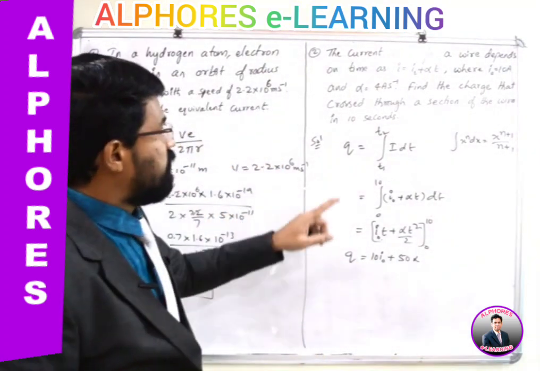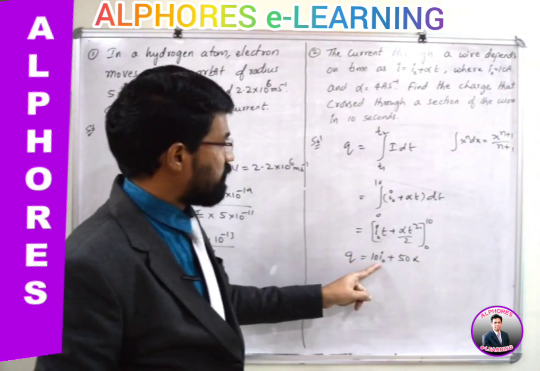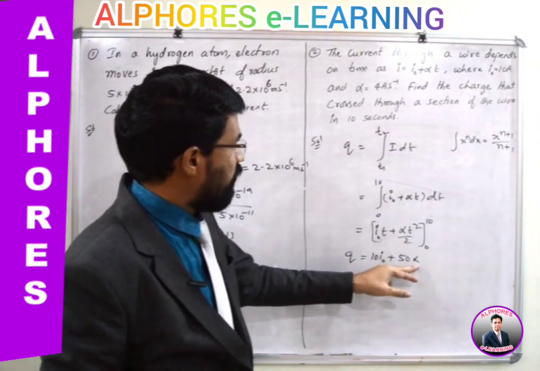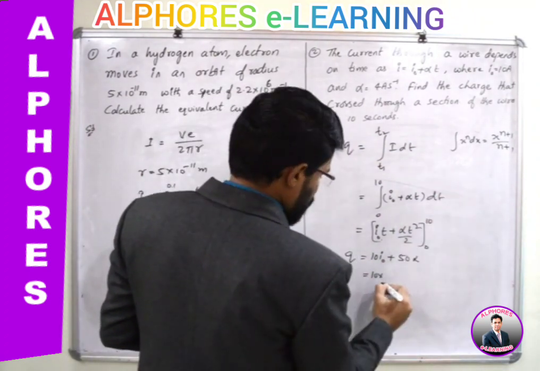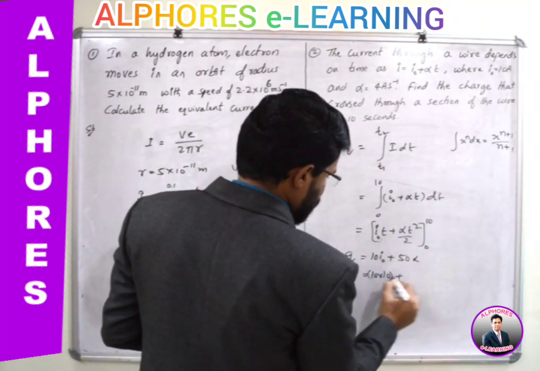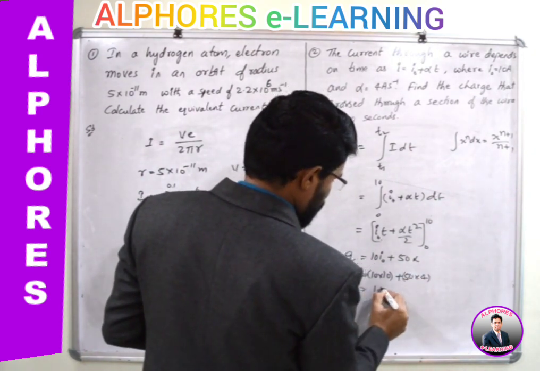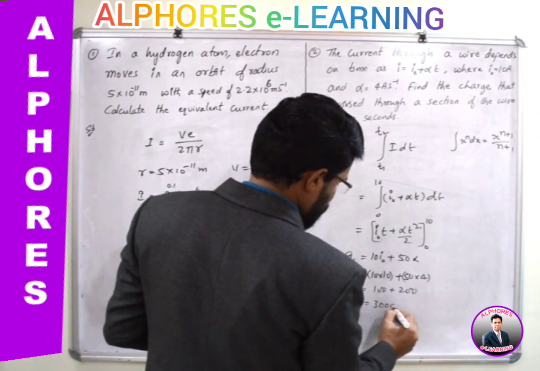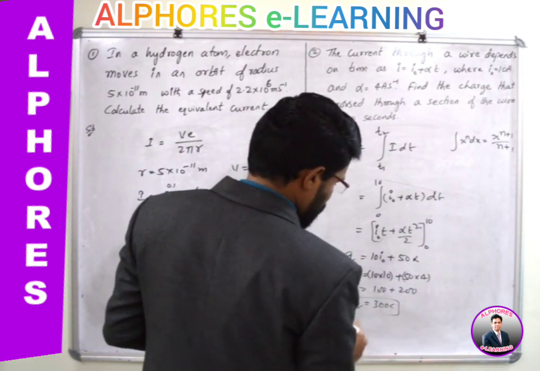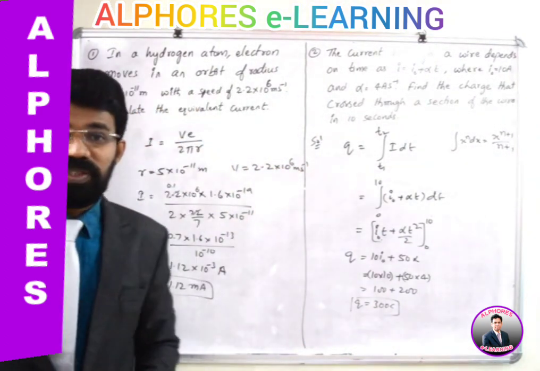But look at the question once. I naught and alpha values were given. So you can replace I naught with 10 amperes, and alpha with 4. Let us replace. 10 into I naught is 10, plus 50 into alpha, which is 4. So 100 plus 200 is 300. So 300 coulombs of charge has flowed through the given cross section area. That is how you are supposed to solve the problems.